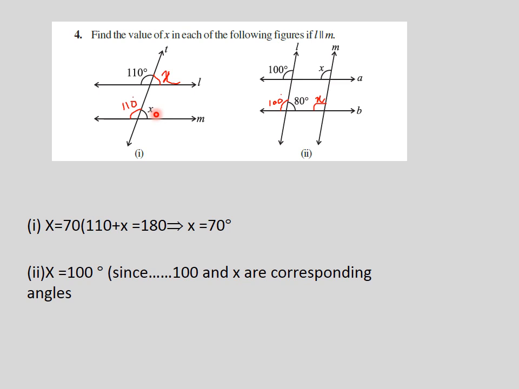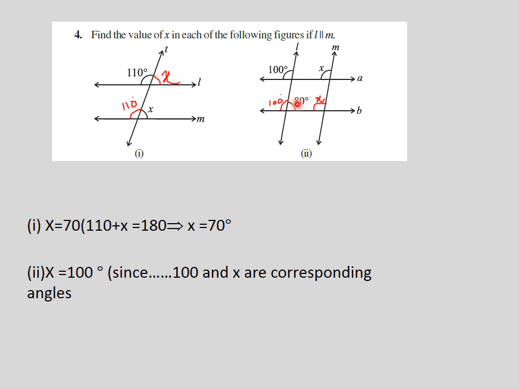Okay. Now, in the second problem, again L is parallel to M, so the corresponding angles are equal. So this is 100, this is x, and this is 100, which means this is already 80. Even if it is not given, we can easily find out because it is a straight line. So if it is 100, this must be 80.